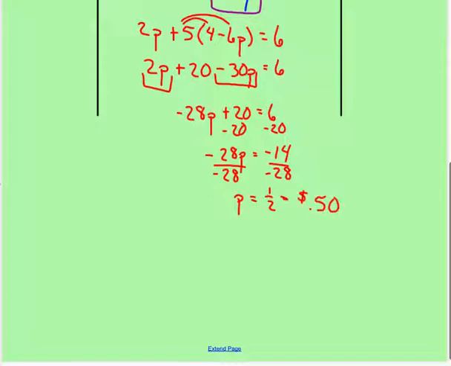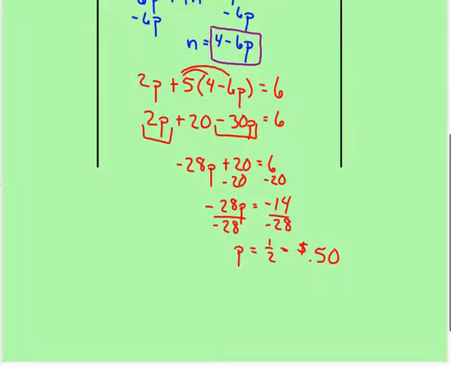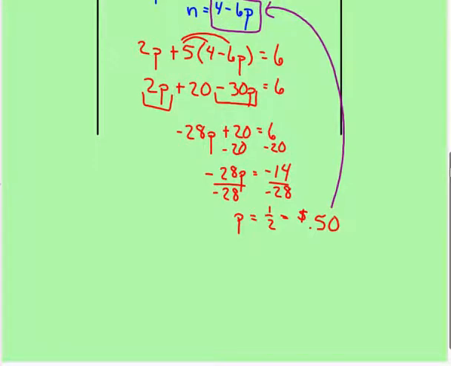Okay, so we can use either expression to go back and find the cost of the notebook. And remember, we'll want to substitute it into this expression that's already been solved for. I'm going to use the half, just because I actually like fractions better than decimals. And half of 6 is 3. So the cost of the notebook is $1.